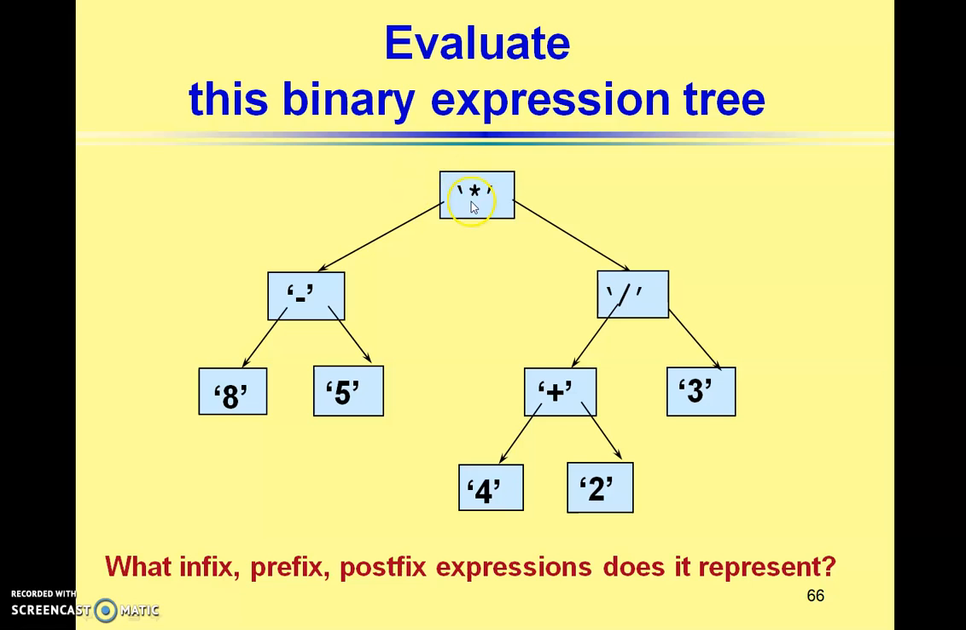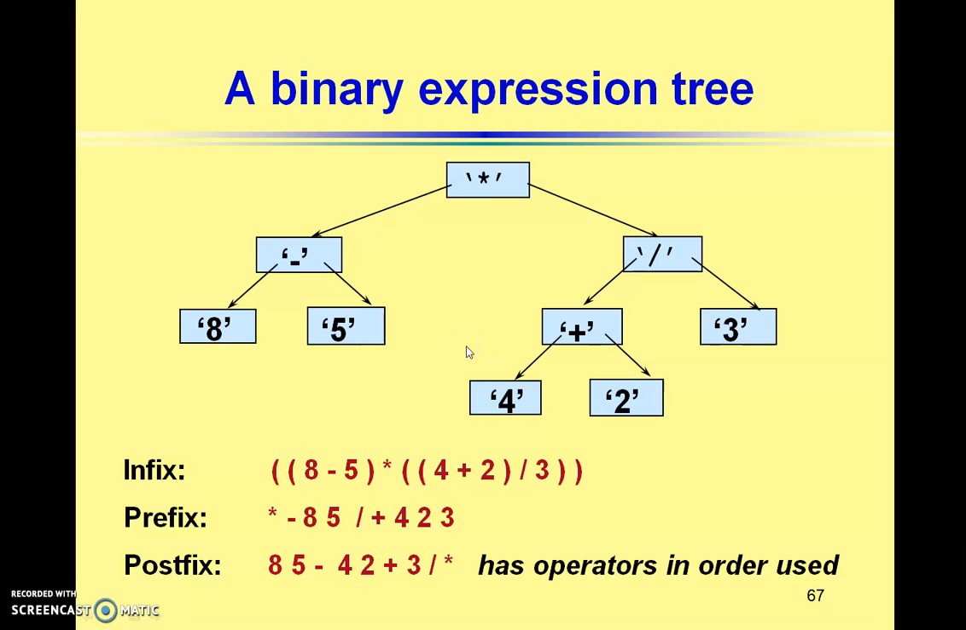So, evaluate this. So we say, if you want to go in order, it's 8 minus 5 times 4 plus 2 divided by 3. 8 minus 5 is 3 times 4 plus 2 is 6. 6 divided by 3 is 2. So 3 times 2 should be 6. See if we did it right. I think so.